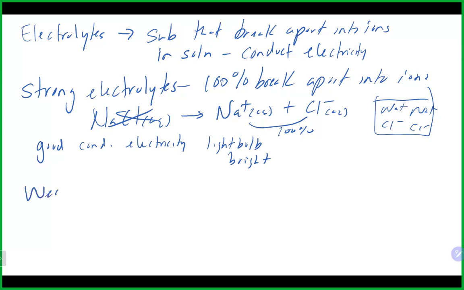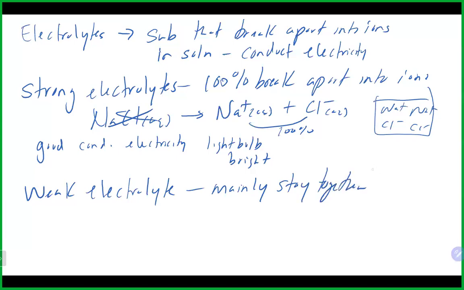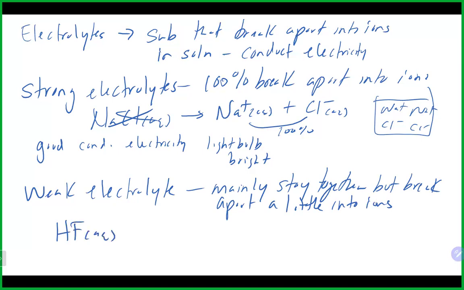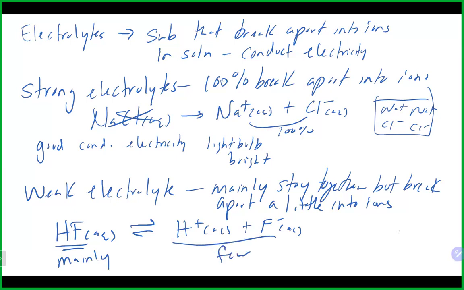That's different than a weak electrolyte. In a weak electrolyte, it will mainly stay together, but break apart a little into ions. So if you had something like HF, which is a weak acid, and a lot of weak acids, weak bases, or weak electrolytes, it will have those arrows heading in both directions, as we talked about in chapter 17. It will actually set up an equilibrium between that and H plus and F minus. The difference is you will mainly have this guy in your beaker, but you will have a few of these guys produced. So you mainly have the HF unit still together, but a little bit of ions are actually formed.